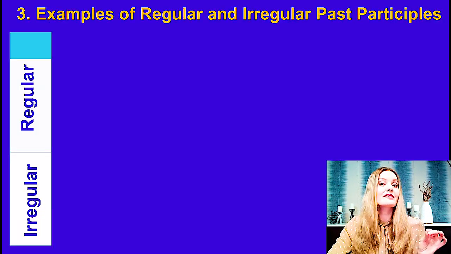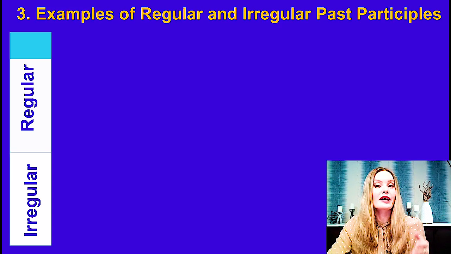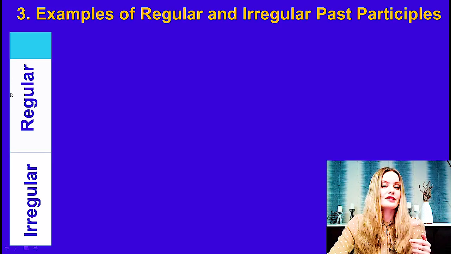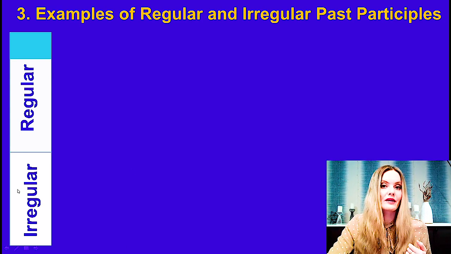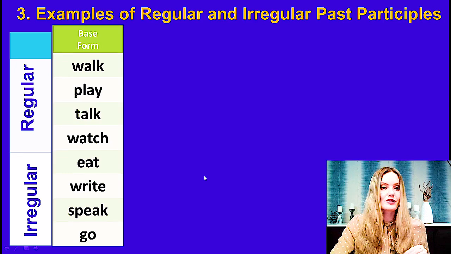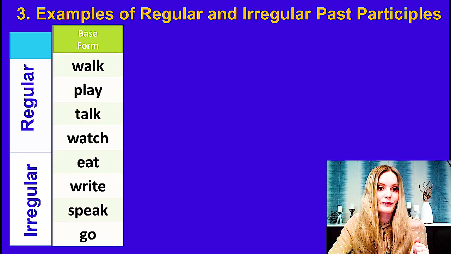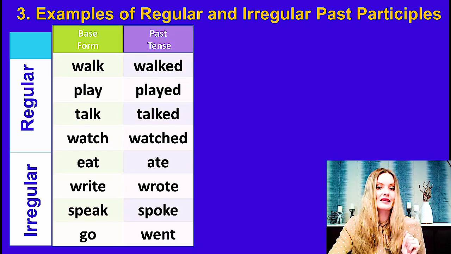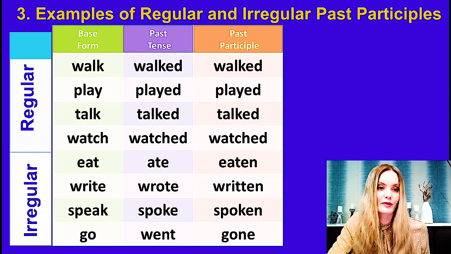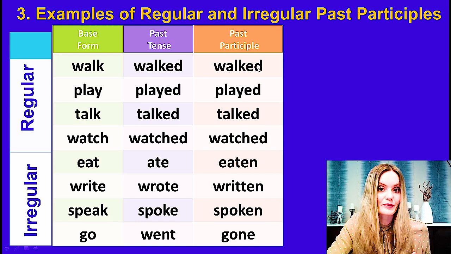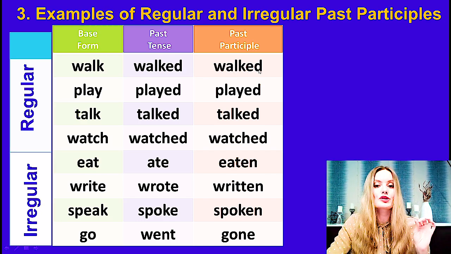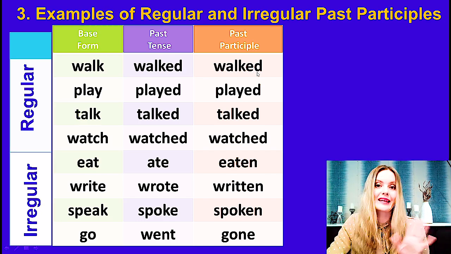Now let's take a look at the examples of regular and irregular past participles. First, we will take a look at the regular past participles and then at the irregular past participles. So, first we have a base form, then past tense, and then past participle. Let's begin with the regular verbs. Walk, walked, walked. As you can see, to form the past participle, same as the past tense, we should add the ending ed. That's it.